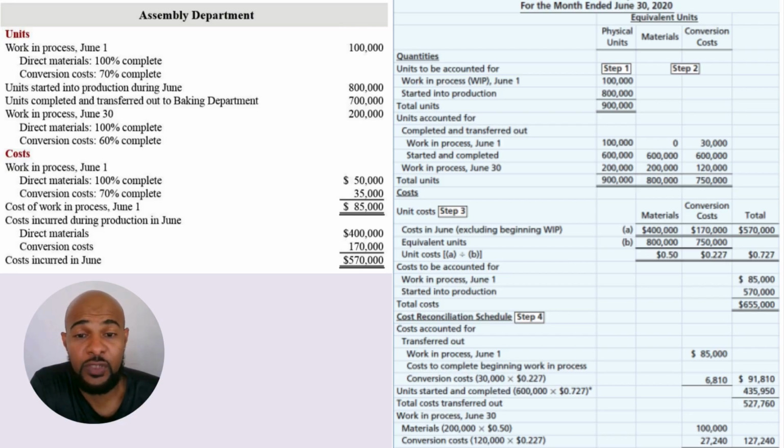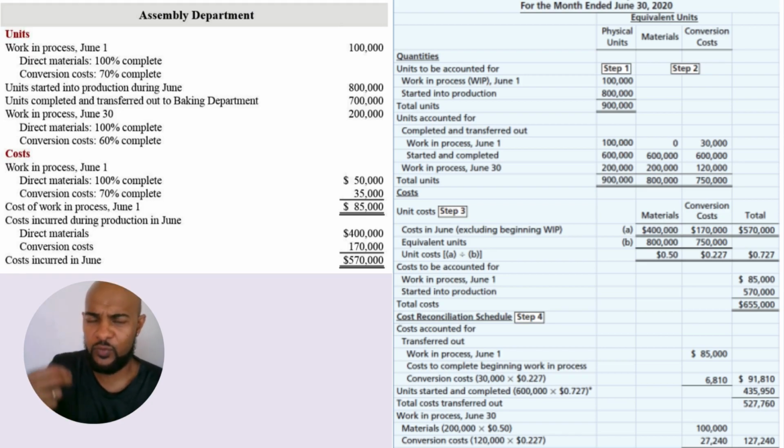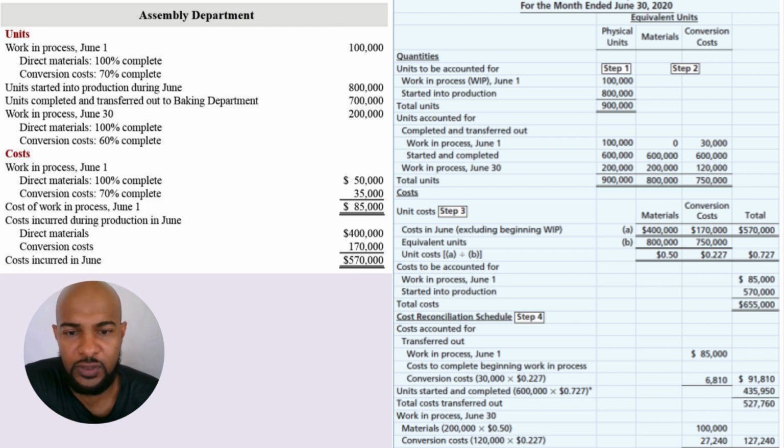All right, so here we have a fully worked example. We have on our left the assembly department's production report, so to say, with our units and our cost information. Our opening work in process at the beginning of the month is 100,000 units, and that's 100% complete with respect to direct materials. The conversion cost is 70% complete. During the period, the units completed and transferred out was 700,000. Now you have to understand that there's an element of work in process inside of here, and we need to take that out, and you'll see it when we do our solution.